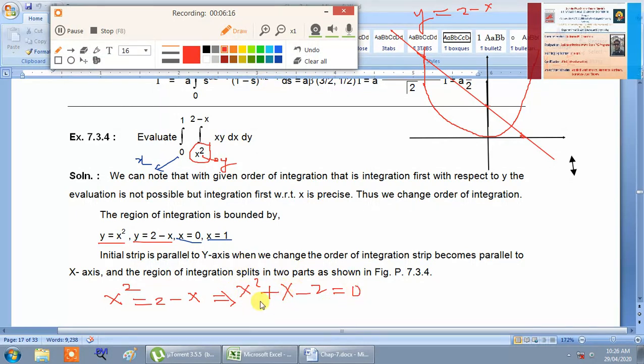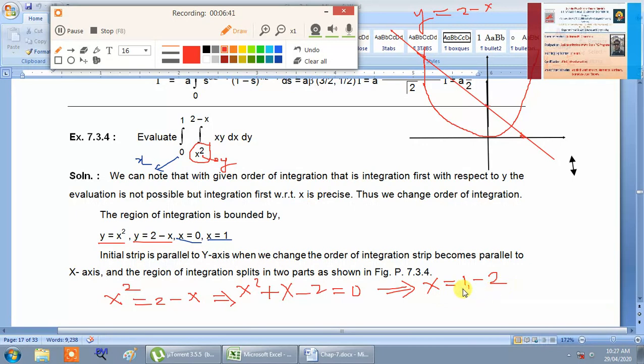If you put x equal to 1, 1 plus 1 is 2, and minus 2 will cancel. So the first value of x is 1. And you will also observe that if you put x equal to minus 2, x square becomes 4 and x becomes minus 2, giving minus 2, and minus 2 makes it 0. So the second value of x is minus 2. So x has two values, one is 1 and another one is minus 2.